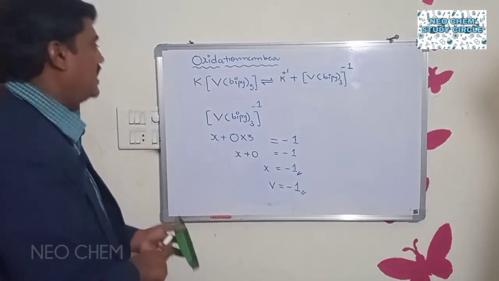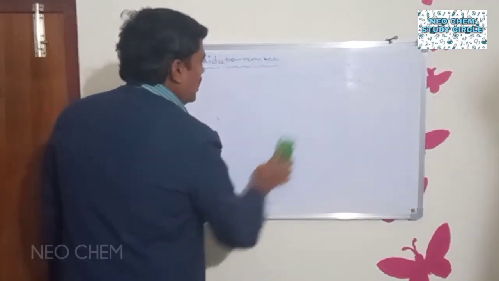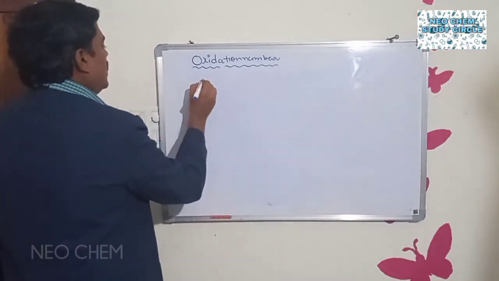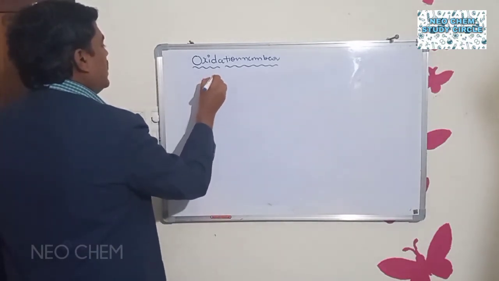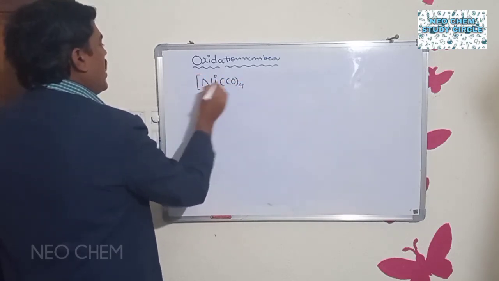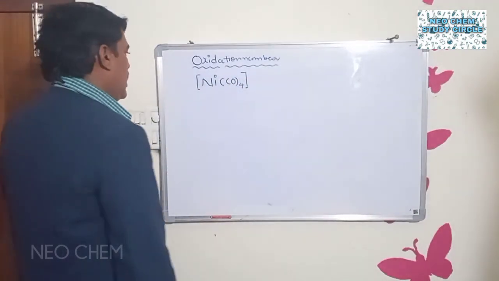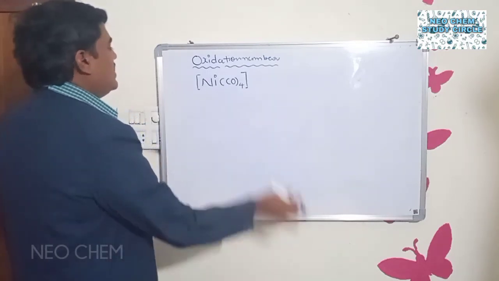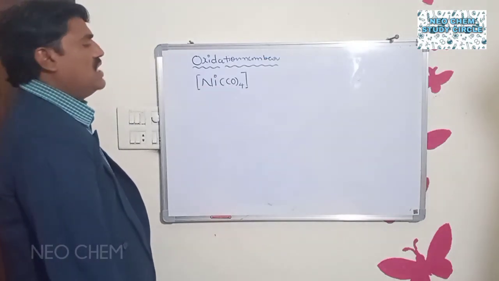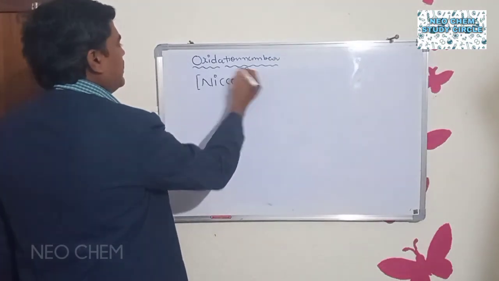Okay. Next, now we will take nickel tetracarbonyl. In nickel tetracarbonyl, nickel is the central metal atom. Carbonyls are the ligands. There is no charge on the complex sphere. Okay now, so that is 0 charge.